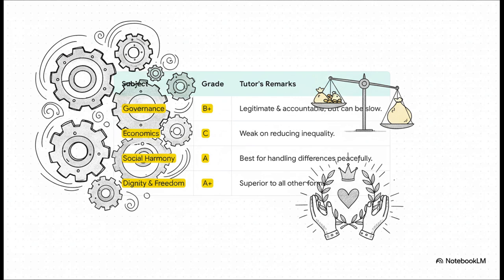In economics, a C. Definitely needs improvement, especially on inequality. In social harmony, an A. Very good at helping us live together. And in dignity and freedom, an A+. Excellent. It is the clear champion here, better than any other form of government.